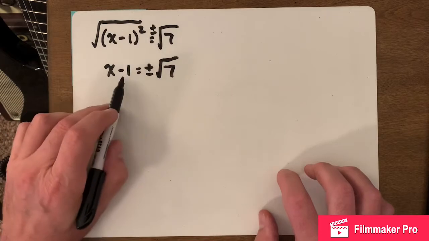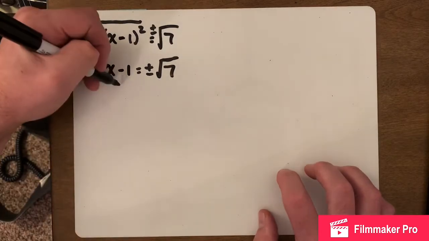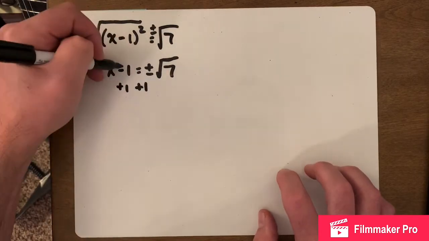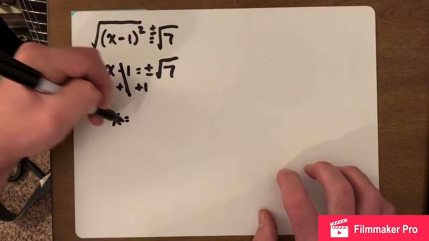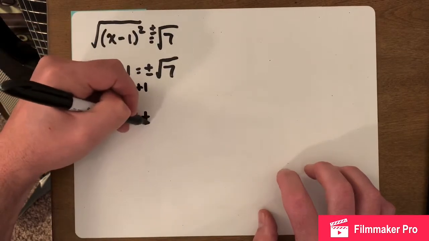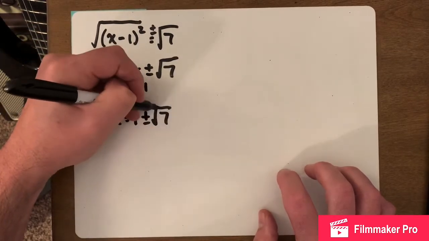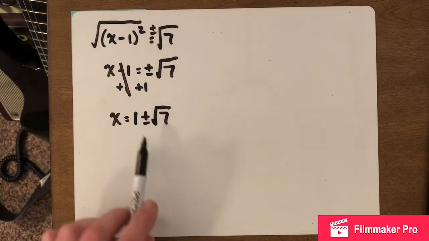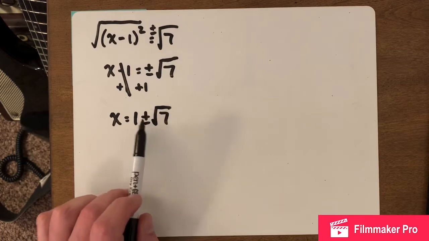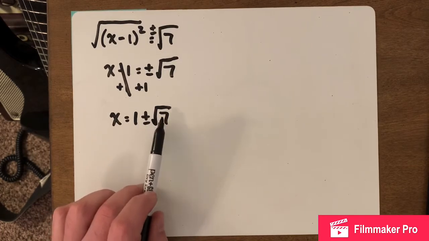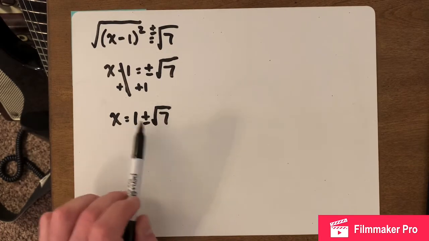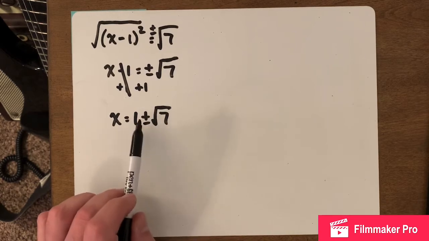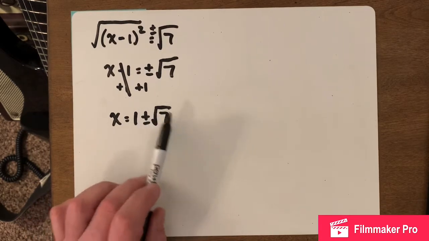All right, we do have to move the negative 1 over. So plus 1, and now x is equal to 1 plus or minus the square root of 7. And we normally just leave our answer like this right here. That's fine. You can't do anything with this. You can't add them. You can't subtract them. This one's irrational. This one's rational. They just can't be combined. So you just leave your answer just like this.